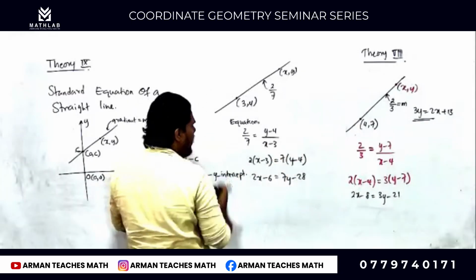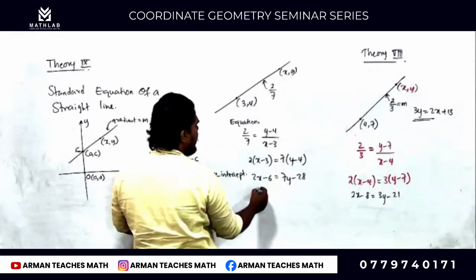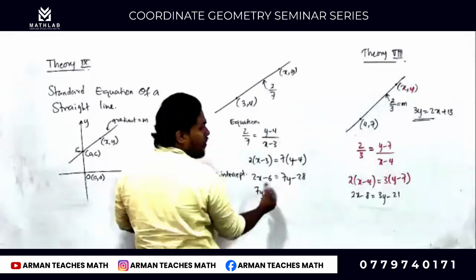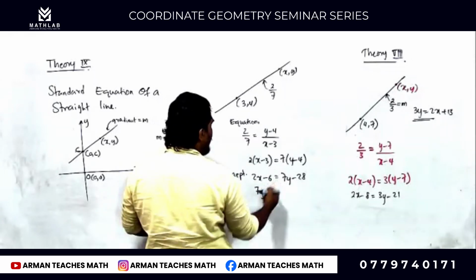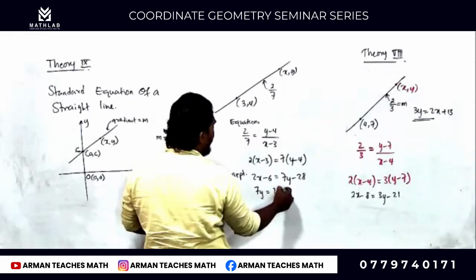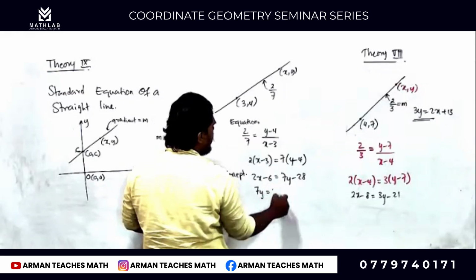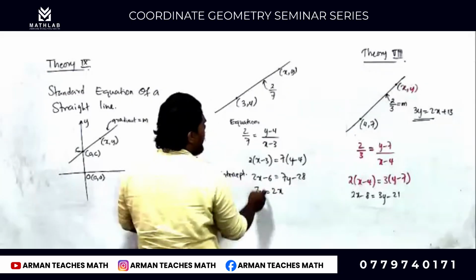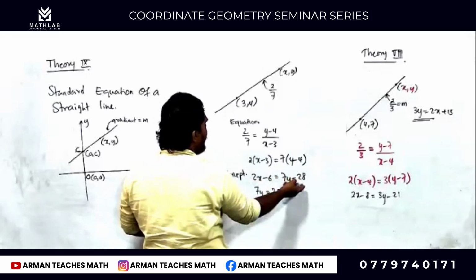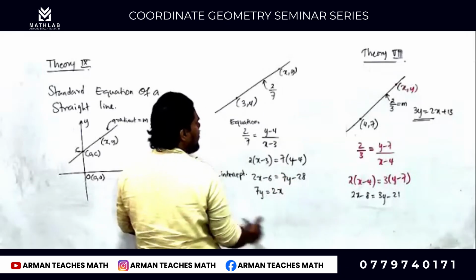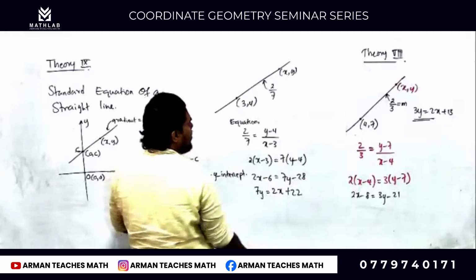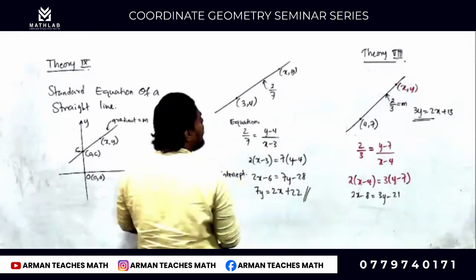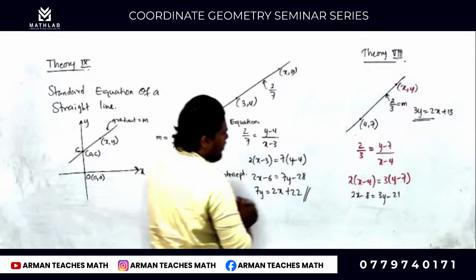So this is going to be where we make y the subject. So we get 7y equals 2x minus 6, take the minus 28 to the other side, plus 28. It gives you plus 22. So this is the equation, but not the standard equation.